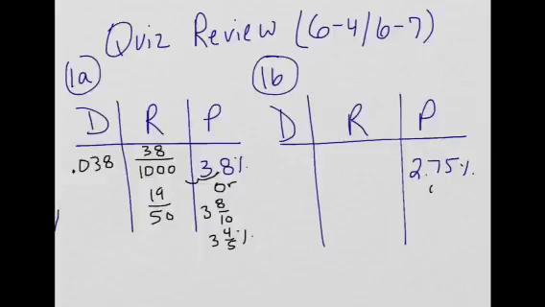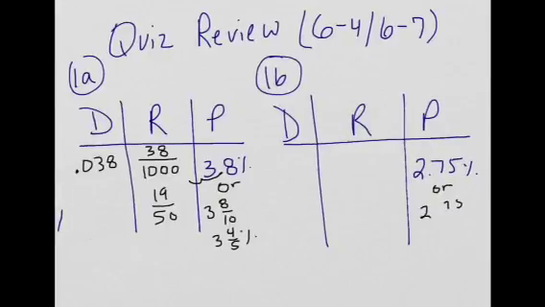All right, the next one, 2.75%. Well, first we're going to write that as an OR, so we can put 0.75 into the calculator, change that to a fraction. That's going to be 75/100, but that also simplifies down to 2 3/4%. Now we're going to take that decimal and we're going to move it 2 places to the left.